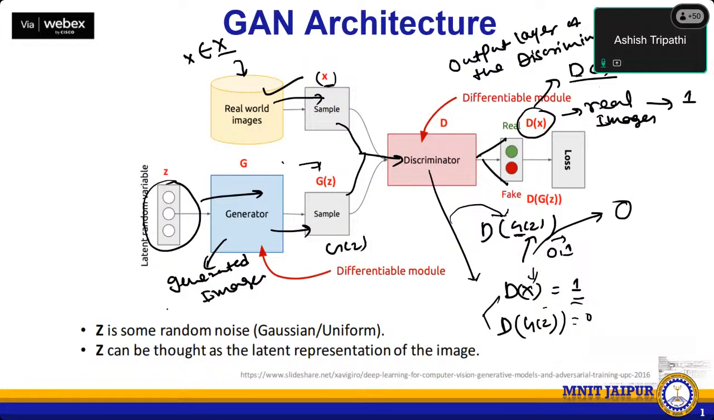Again, capital Z is the random noise. It may be Gaussian or uniform, and this is the input for the generator, which it takes, and over the course of time it keeps changing this distribution and makes the distribution called D dash, which is close to D, that is the original data set.